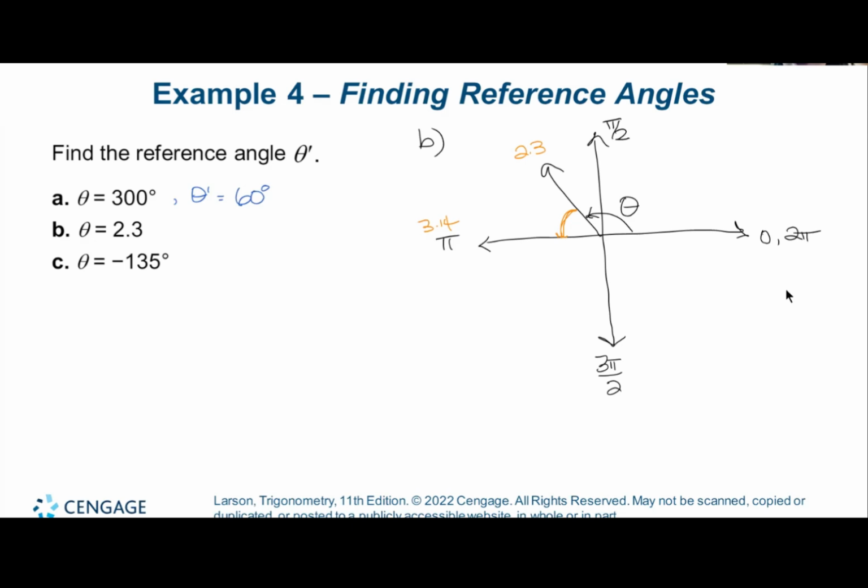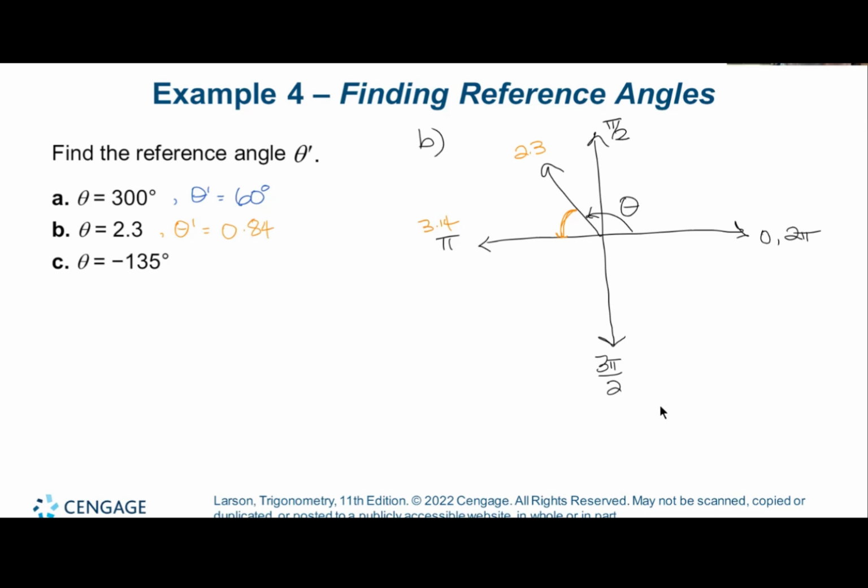And we're going to subtract. So start with pi, subtract 2.3. And whatever's left over is the reference angle. And I'm going to go ahead and leave 2 numbers after the decimal point here. And I got 0.84 radians.